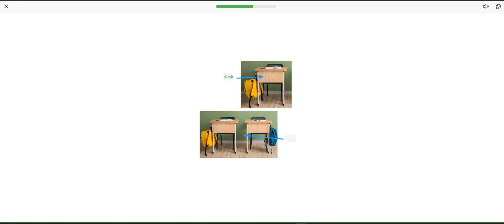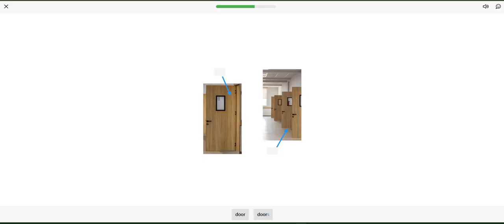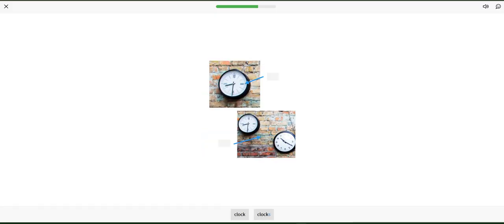One desk, desk. Two desks, desks. One door, door. Multiple doors, doors. One clock, clock. Two clocks, clocks.